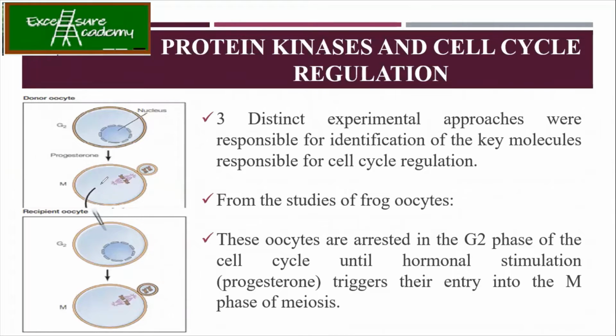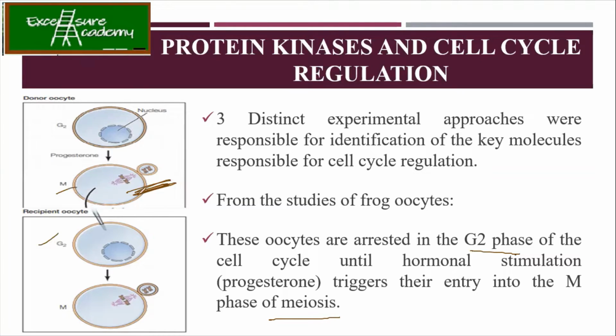Now, what is happening in the M phase? As you know, it will be metaphase and the chromosomes will be aligned. Now, next, these oocytes are arrested in G2 phase of the cell cycle until hormonal stimulation triggers their entry into the M phase of the meiosis. Okay, is this much clear?